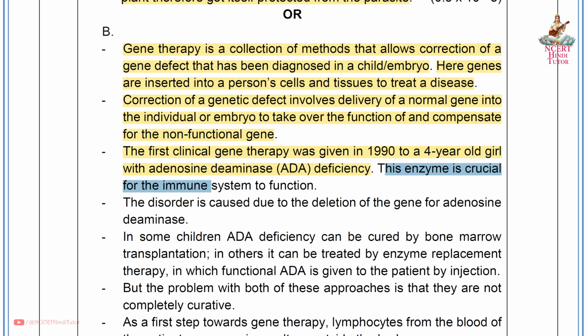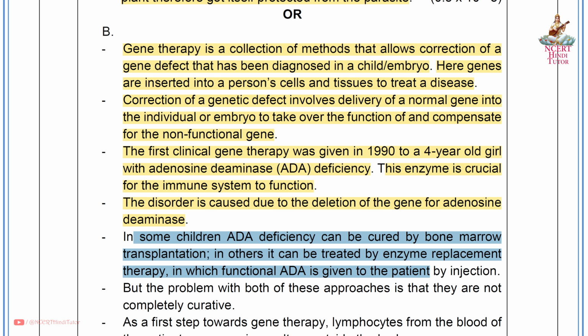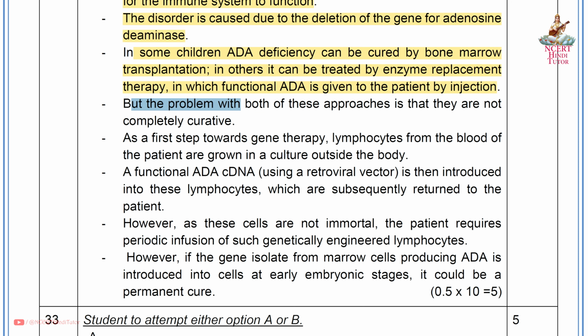This enzyme is crucial for the immune system to function. The disorder is caused due to the deletion of the gene for adenosine deaminase. In some children, ADA deficiency can be cured by bone marrow transplantation. In others, it can be treated by enzyme replacement therapy, in which functional ADA is given to the patient by injection. But the problem with both of these approaches is that they are not completely curative.